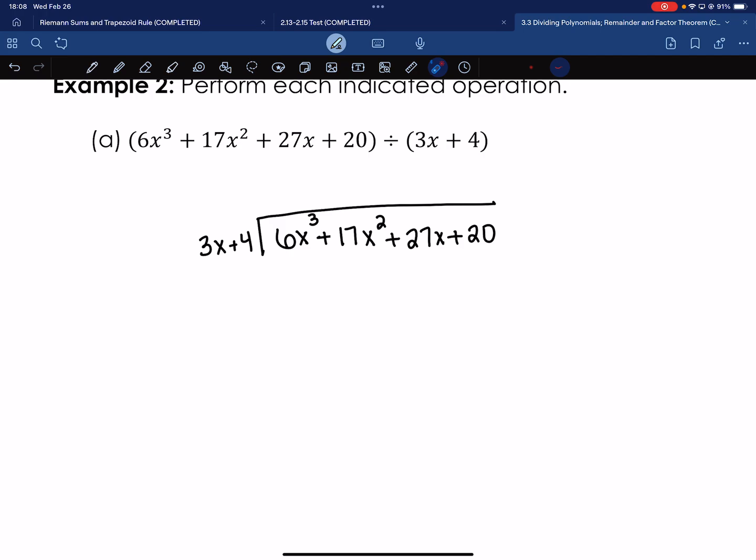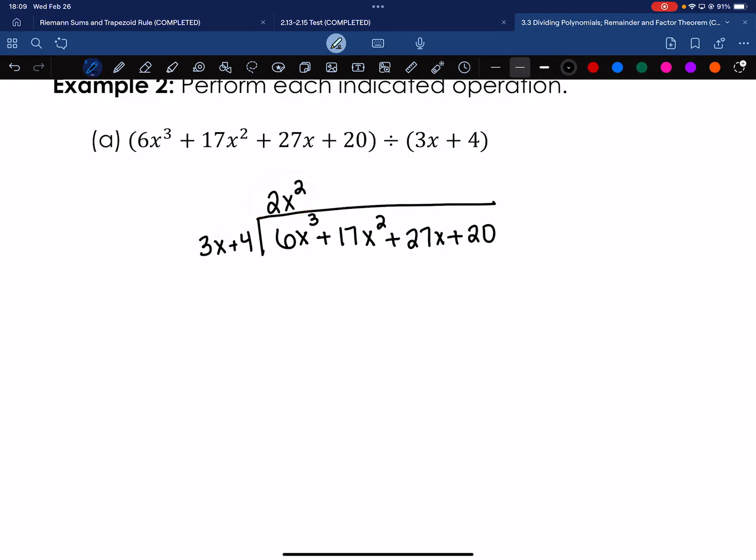You're always trying to get this first term, or whatever the first term is. So you have to think to yourself, what can we multiply 3x by to get 6x to the third power? Well, that would be a 2x squared. The exponent will go down by 1 from what you started with. If this was a 2, then it would have gone down by 2. So this is our new thing.